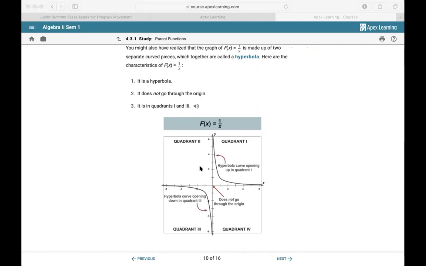It's in quadrants 1 and 3, and honestly, it looks like it's reflected through, because it is. It's reflected through this negative y, negative x line here. Okay, looks like it's reflected through this y equals negative x line. If I were to draw a vertical line right there, it looks like it's reflected across that line.